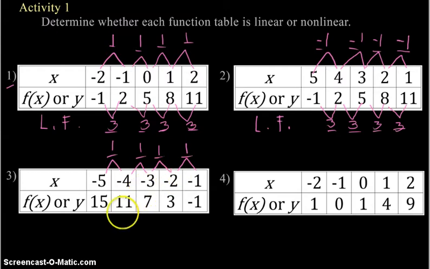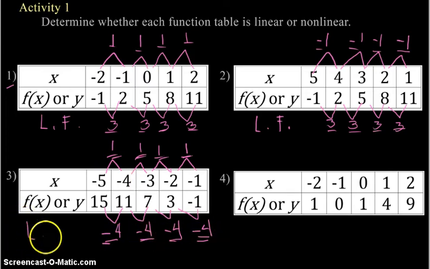Punta tayo sa values ng y. So, 11 minus 15, that is negative 4. 7 minus 11 is negative 4. 3 minus 7 is negative 4. And negative 1 minus 3 is negative 4. So, ang rate of change ng values ng y natin ay constant din. So, habang ang values ng x natin ay nag-increase ng 1, ang values ng y naman natin ay nagdi-decrease ng 4. So, this is a linear function.